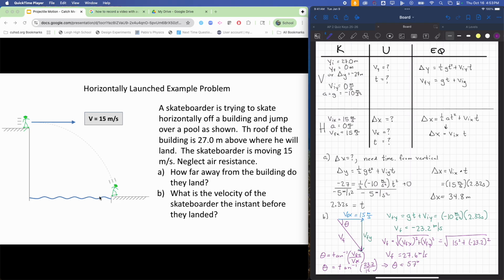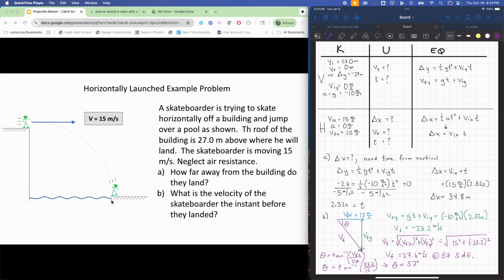So then the answer is 27.6 meters per second at 57 degrees south of east. Now remember, south of east means I start from the horizontal axis, which we're calling east, and move south, and that's that angle 57. Okay? All right, there's a horizontally launched example. This is a B-level kind of question.